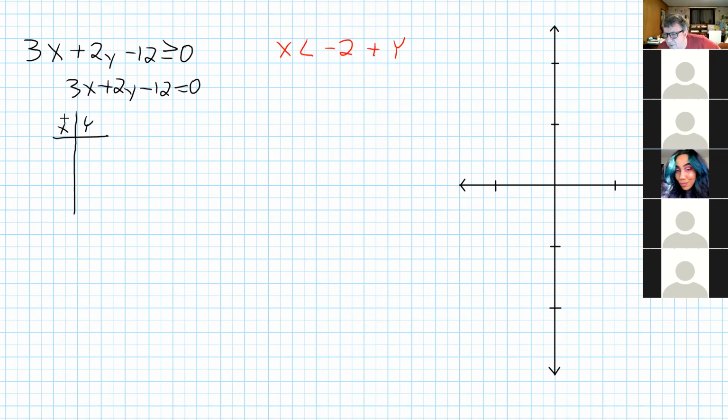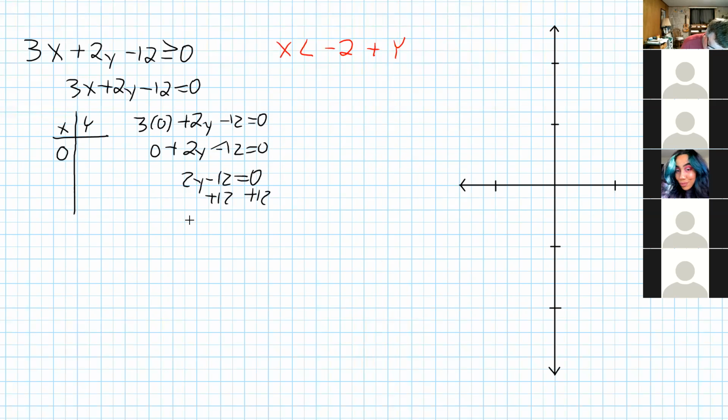I don't remember who it was that asked me to do it this way. Do you have a particular value you want me to use for x? No. Okay. How about 0? Okay. So then we get 3 times 0 plus 2y minus 12 equals 0. 0 plus 2y minus 12 equals 0. 2y minus 12 equals 0. Add 12 to both sides. 2y equals 12. Divide by 2, y equals 6. Okay. Any questions there?